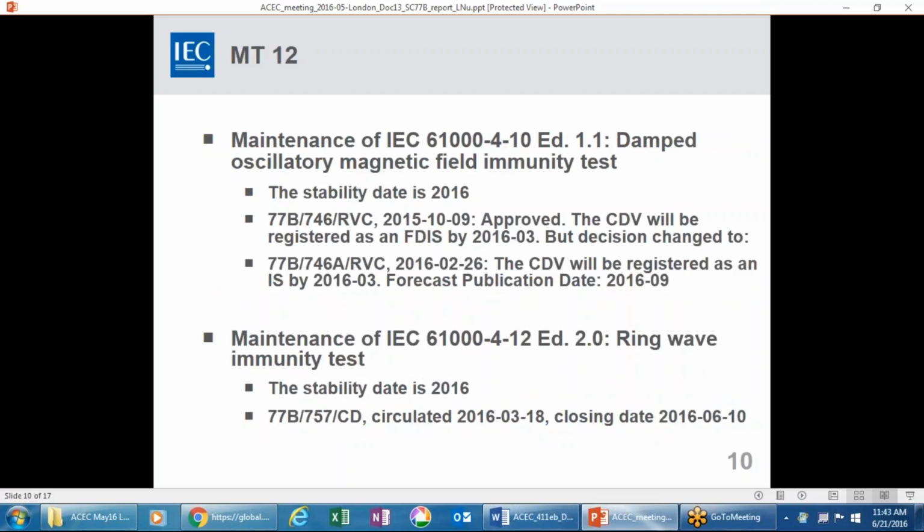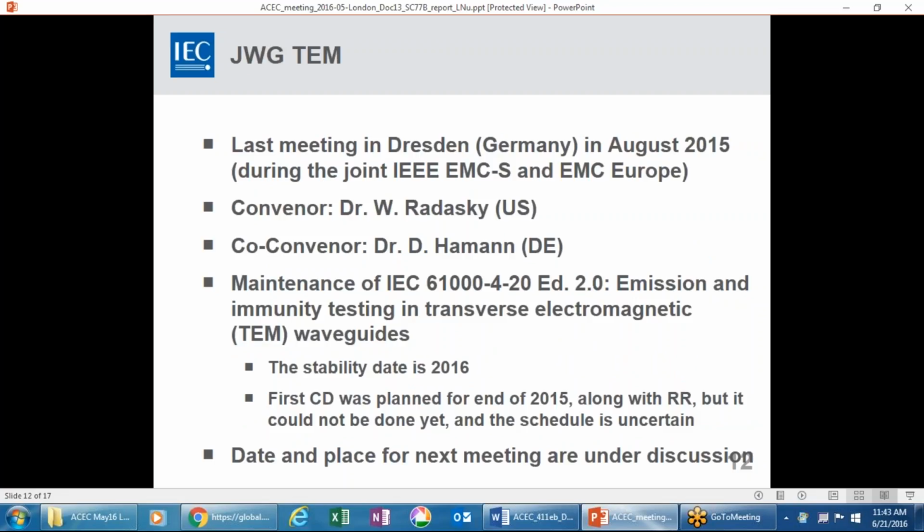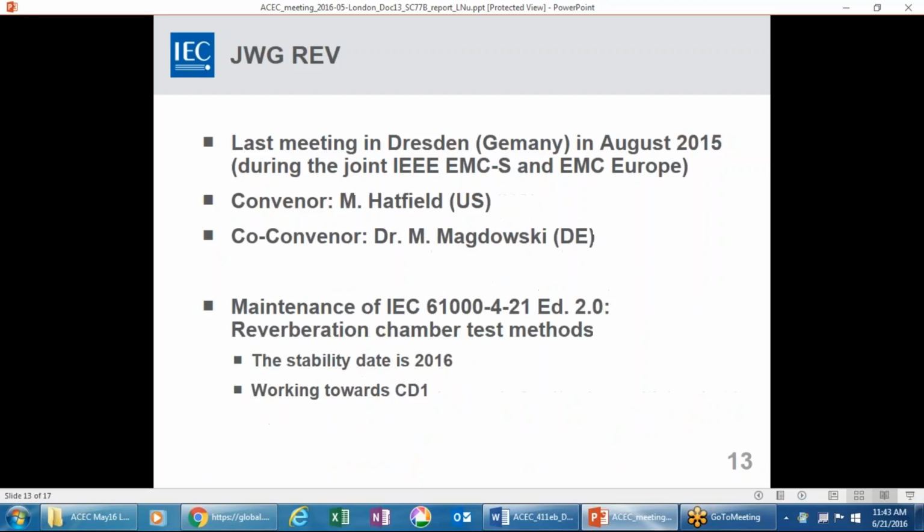Magnetic field, well, these are specialized tests. I don't think I want to go through 4-10 and 4-12 as well as 4-18. And the joint task forces are moving on. TEM is 4-20, and the stability date is this year. They wanted to get a CD out last year, but the review report, RR, said it could not be done, so the schedule is really uncertain. So I don't look for much happening in 4-20 to come up with edition 3.